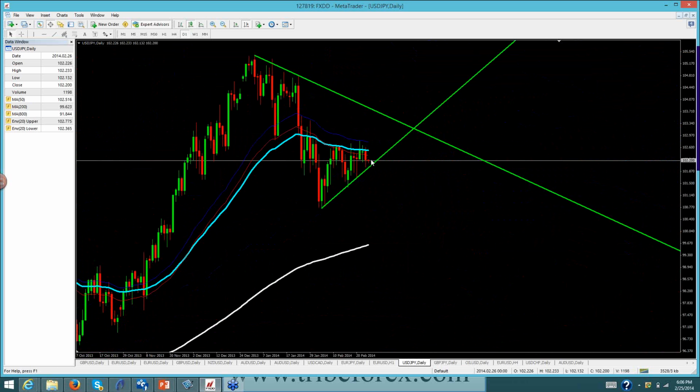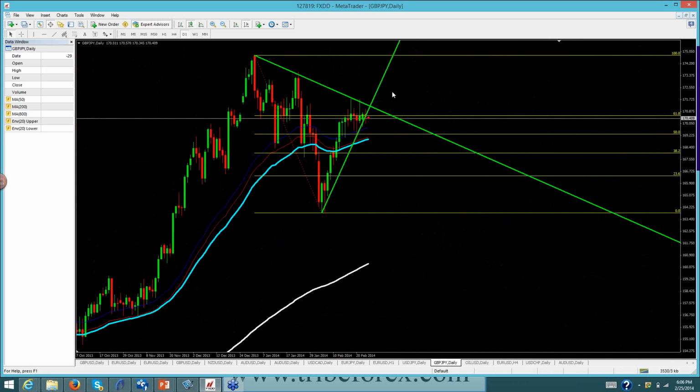I'm looking for play in between and in this area. Dollar yen. Bounce off of 102. All right, pound yen. Pound yen is actually getting out of its very steep consolidation zone, and so we're going to have to wait and see where price goes from here.